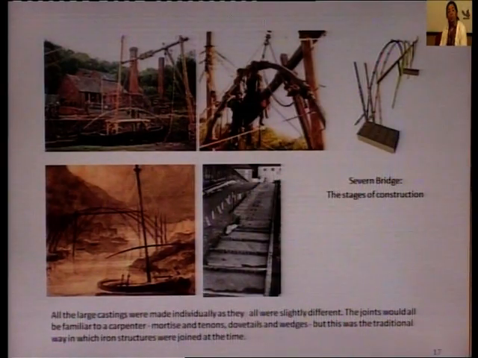All the large castings were made individually, and because they were made individually, they were all slightly different. The joints would all be familiar to a carpenter. Which really means that there was a transition from the timber to the cast iron development, but the joints that one sees, the mortise and tenon, the dovetail, the wedges, this was a traditional way in which iron structures were joined at that time. It was later on that you started having punches and nuts and bolts and screws for steel. Earlier, the mortise and tenon, the dovetail, the wedge, the wooden screw, the wooden nails, they were still in place.